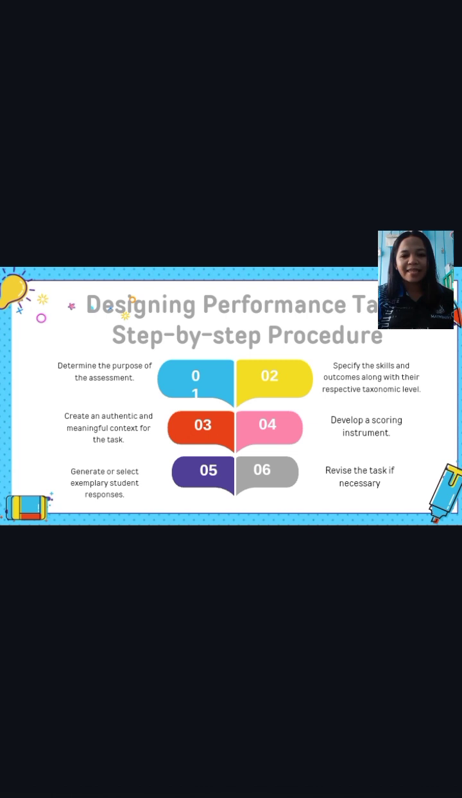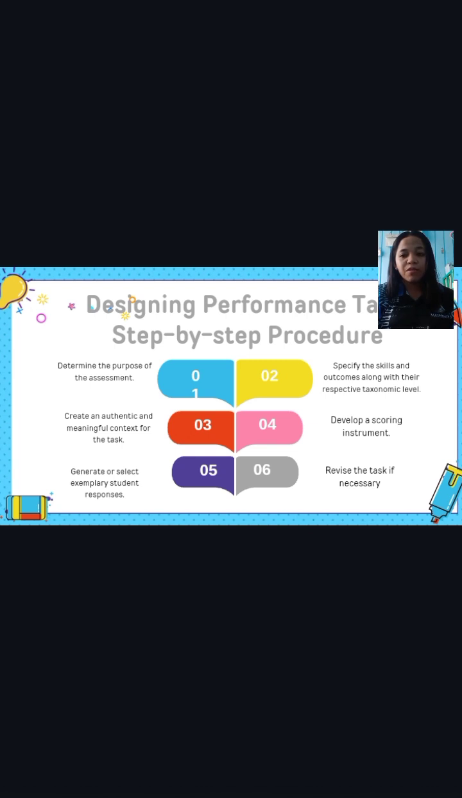Designing performance tasks, step-by-step procedure. The first step, determine the purpose of the assessment. So you have to determine what the purpose of your assessment is. Second, specify the skills and outcomes along with the respective taxonomic level. We all know that Bloom's taxonomy comprises the cognitive domain, psychomotor domain, and affective domain. Third step, create an authentic and meaningful context for the task. So your task should be authentic or original.